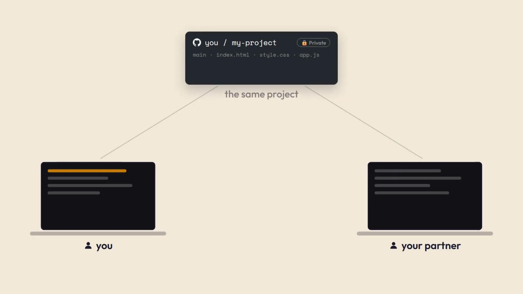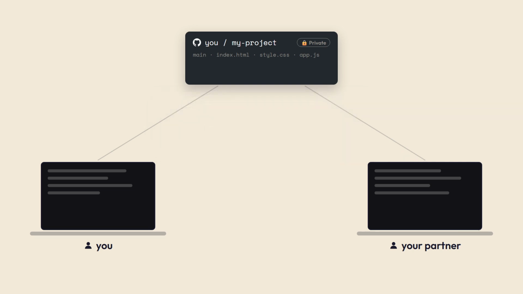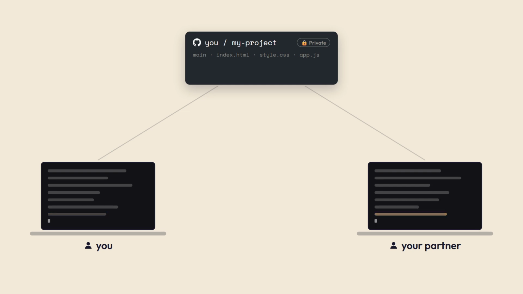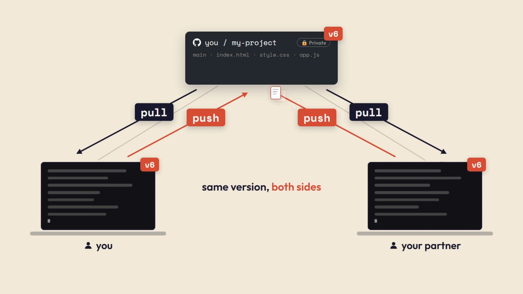Suppose now that you're building with a partner and you're both making changes to the same project. In professional settings, teams review each other's code before it's combined. That isn't the situation here. Neither of you is reading code line by line. You're each building with Claude and testing whether the result behaves correctly. So the working agreement is simpler, and it uses both directions you already know. Pull when you sit down to work, so you start from your partner's latest version, and push when you finish something that works, so your partner can do the same. Keep that rhythm, and neither of you is ever building on top of stale work.